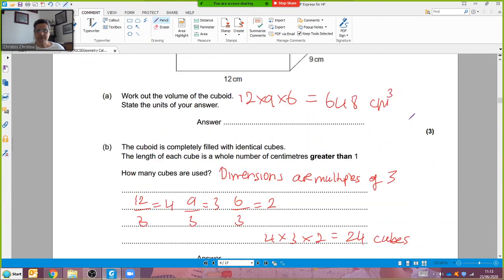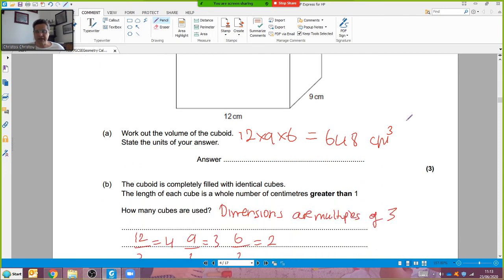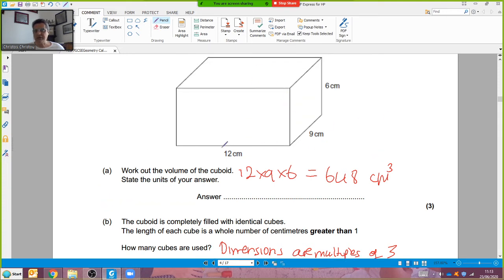This was reasonably well understood, but again, many of you did not understand the English language that was being written here. The cuboid, this cuboid here, it's clearly not a cube because it's not 12 by 12 by 12, for example. All the dimensions are different. But this is like an empty box, and I'm going to fill it with identical little sugar cubes, or little wooden cubes, or little Lego cubes. But I'm going to fill it, and there's going to be no gaps at all. The length of each cube is a whole number.